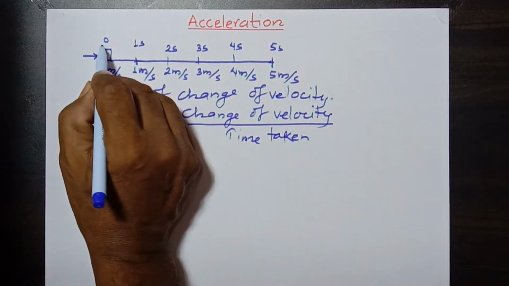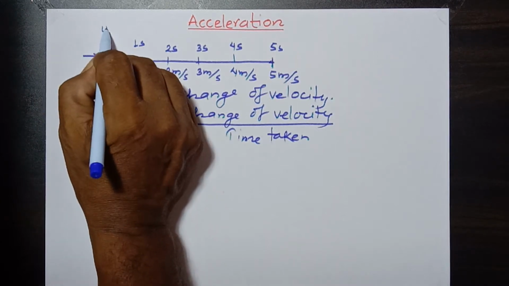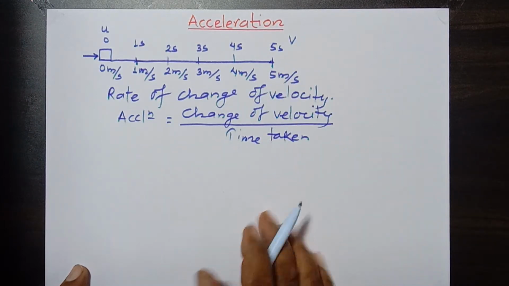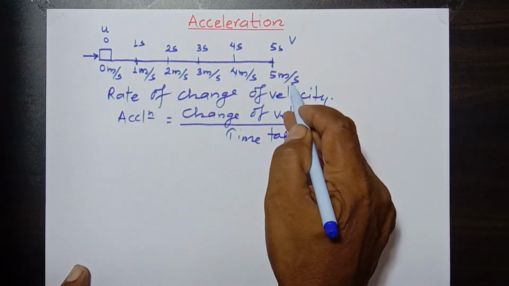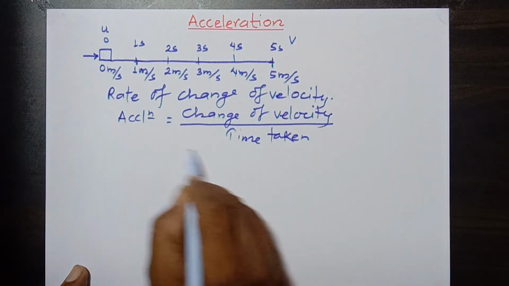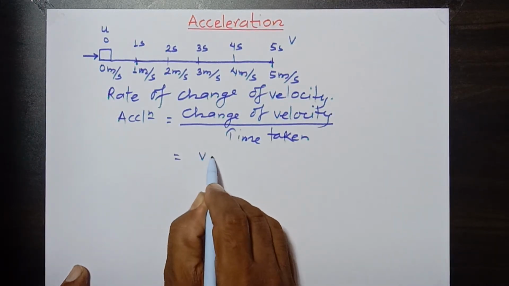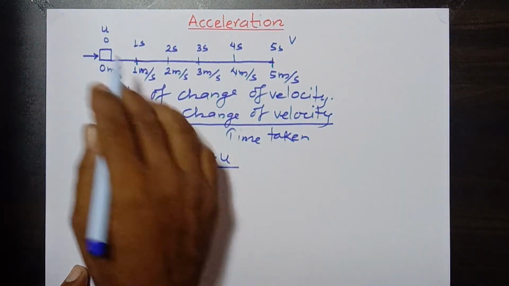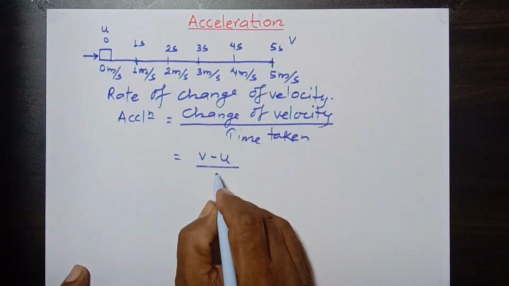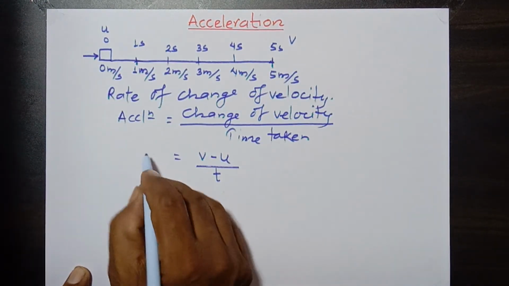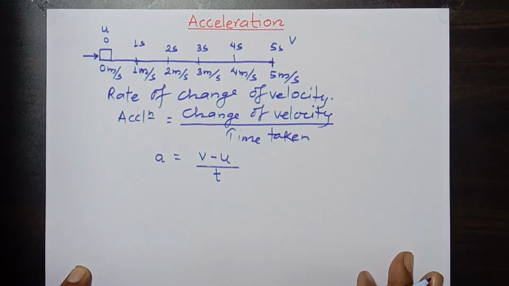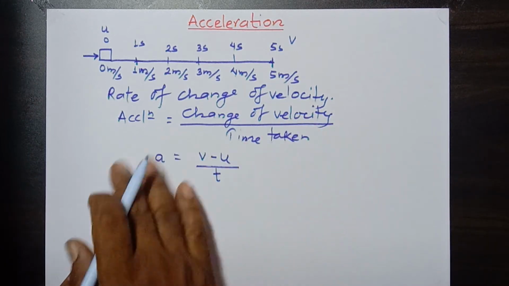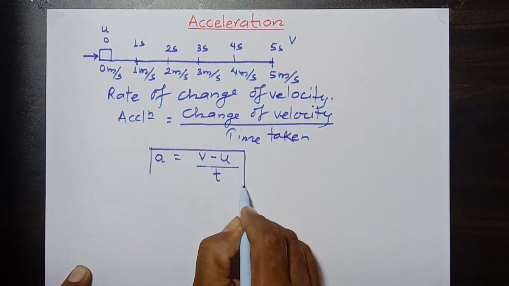If its initial velocity, the first velocity, is denoted by u, and final velocity is denoted by v, initial is 0, final is 5 meter per second, then the change of velocity will be what? v minus u, final minus initial. And how long does it take to go from this point to this point? Let's say it is denoted by t. Then acceleration is denoted by small a. a equals v minus u, meaning change of velocity, divided by time taken. This is the formula for acceleration.